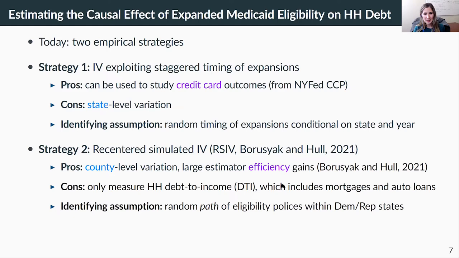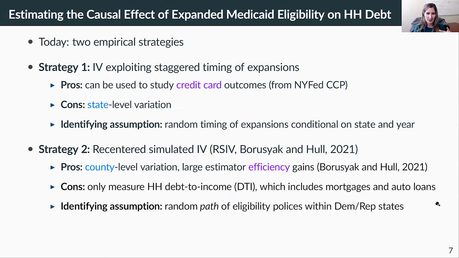Now, what are some of the downsides here? So we don't have credit card outcomes at the county level, but we do have measures of household debt to income at the county level. So this is going to have credit cards, but also mortgages and auto loans lumped in there as well. And we're going to make a different identifying assumption for the second strategy.